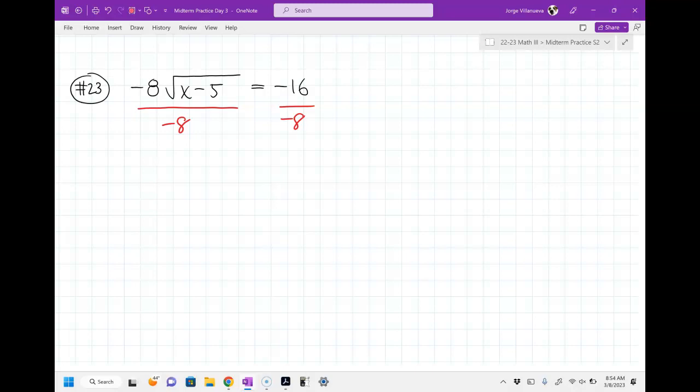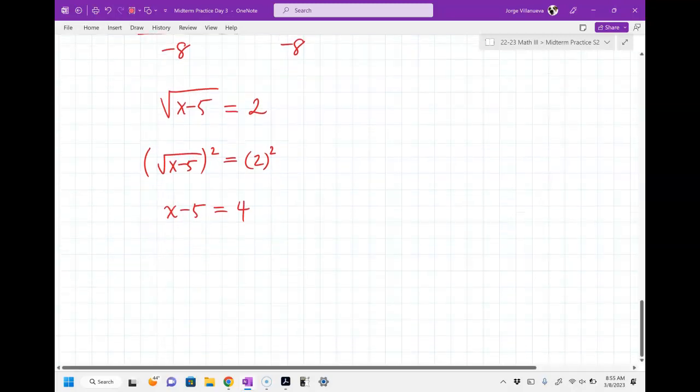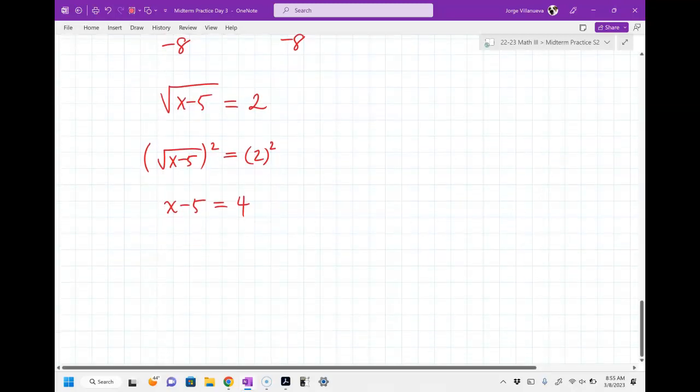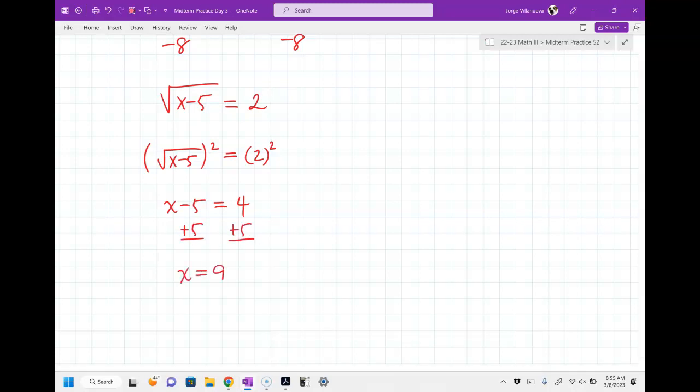So we have the square root of x minus 5 is equal to 2. And now I've isolated my square root, so let's go ahead and square everything. So the square root of x minus 5, squared, is equal to 2 squared. So x minus 5 is equal to 4. Now add 5 to both sides. So x is equal to 9.